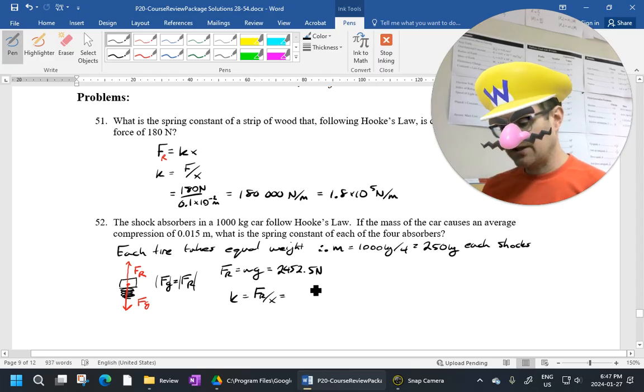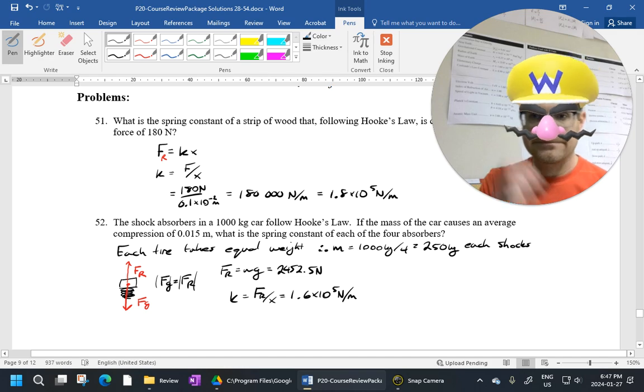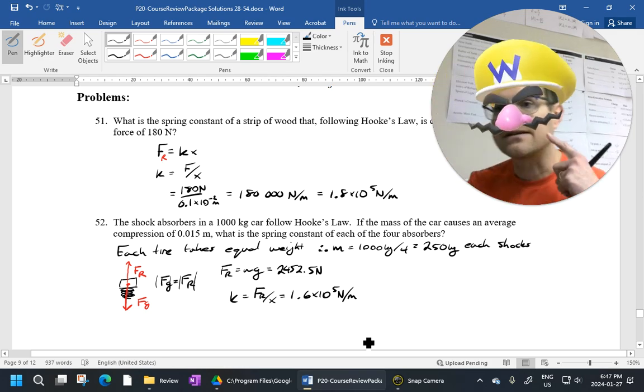So 163,000, or 1.6 times 10 to the 5 newtons per kilogram. Okay.